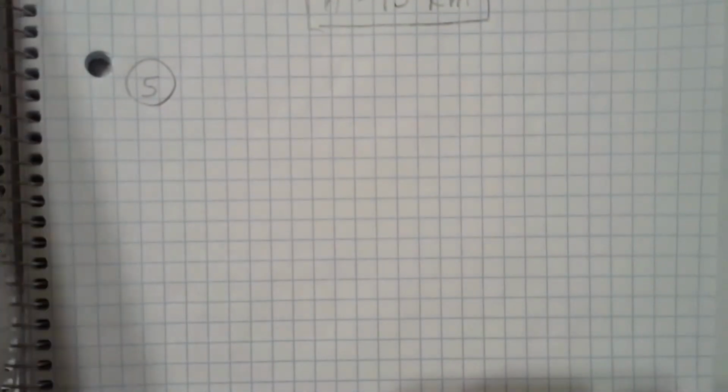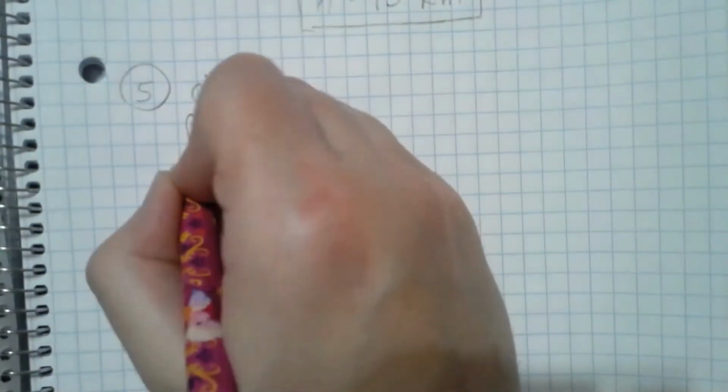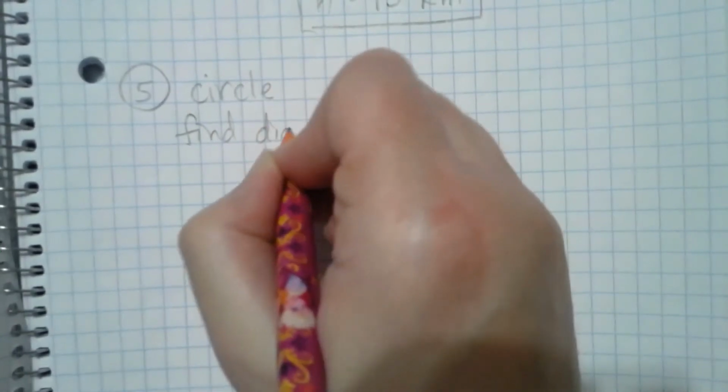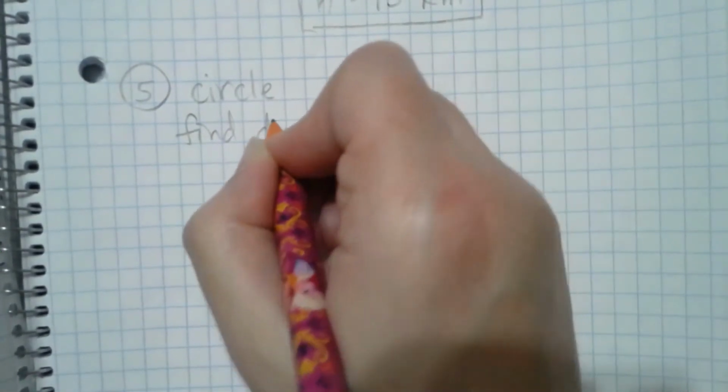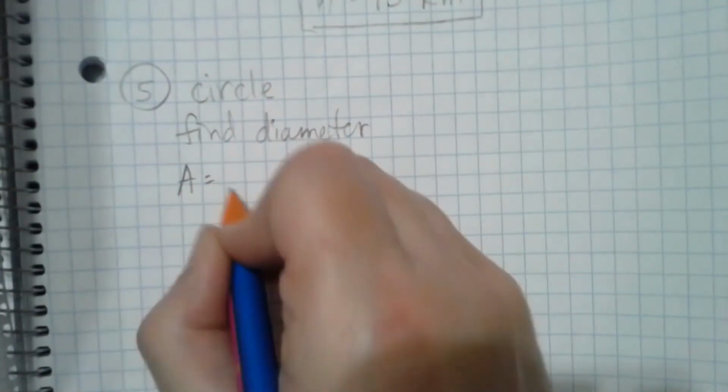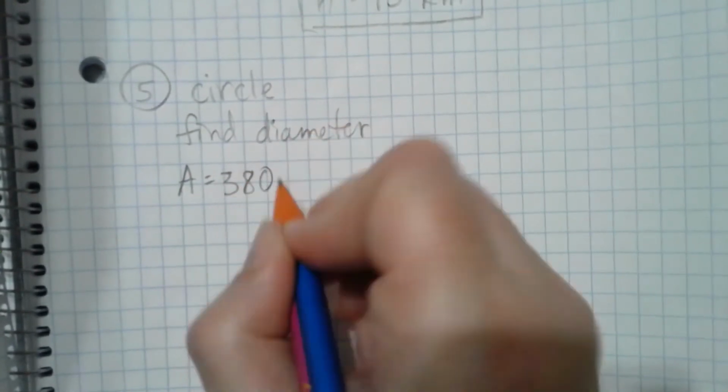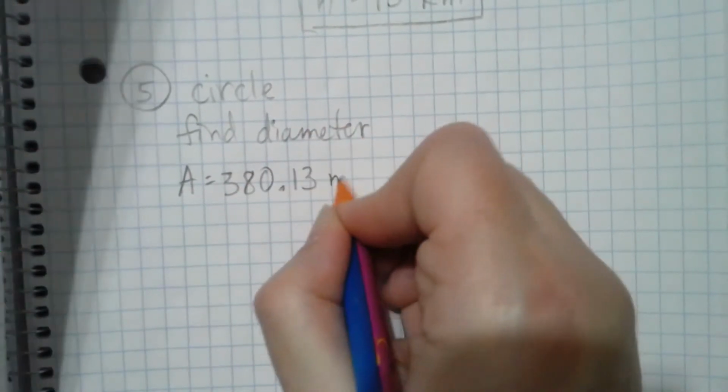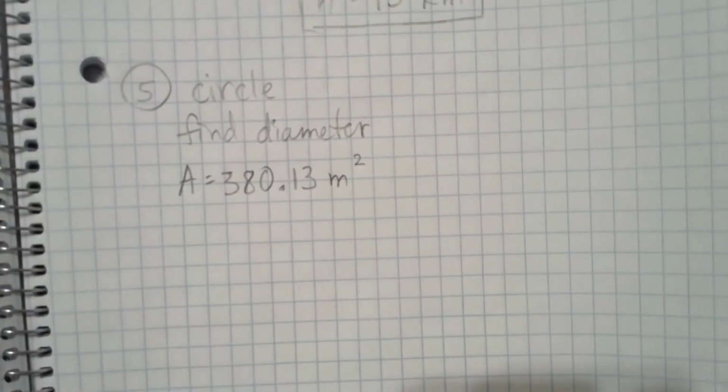2 more. We're going to do one with a circle, and then we're going to do one that's a true application problem. Okay, so on this one, we're given a circle, and we would like to find the diameter of this circle if we know that the area is 380.13 meters squared.